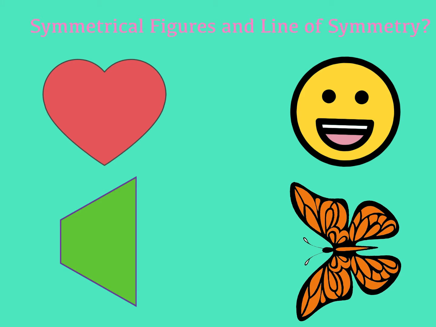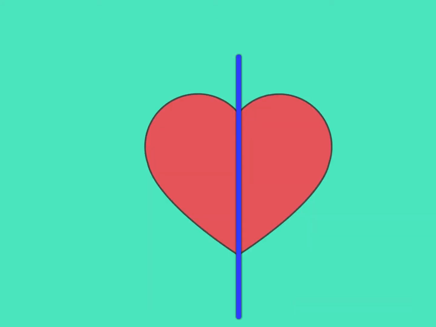So what are symmetrical figures and lines of symmetry? Here we have 4 different figures. Let's begin with a heart. The figure of a heart can be folded perfectly in half, and one half can completely cover the other half. We'll call this the first half and this the second half.